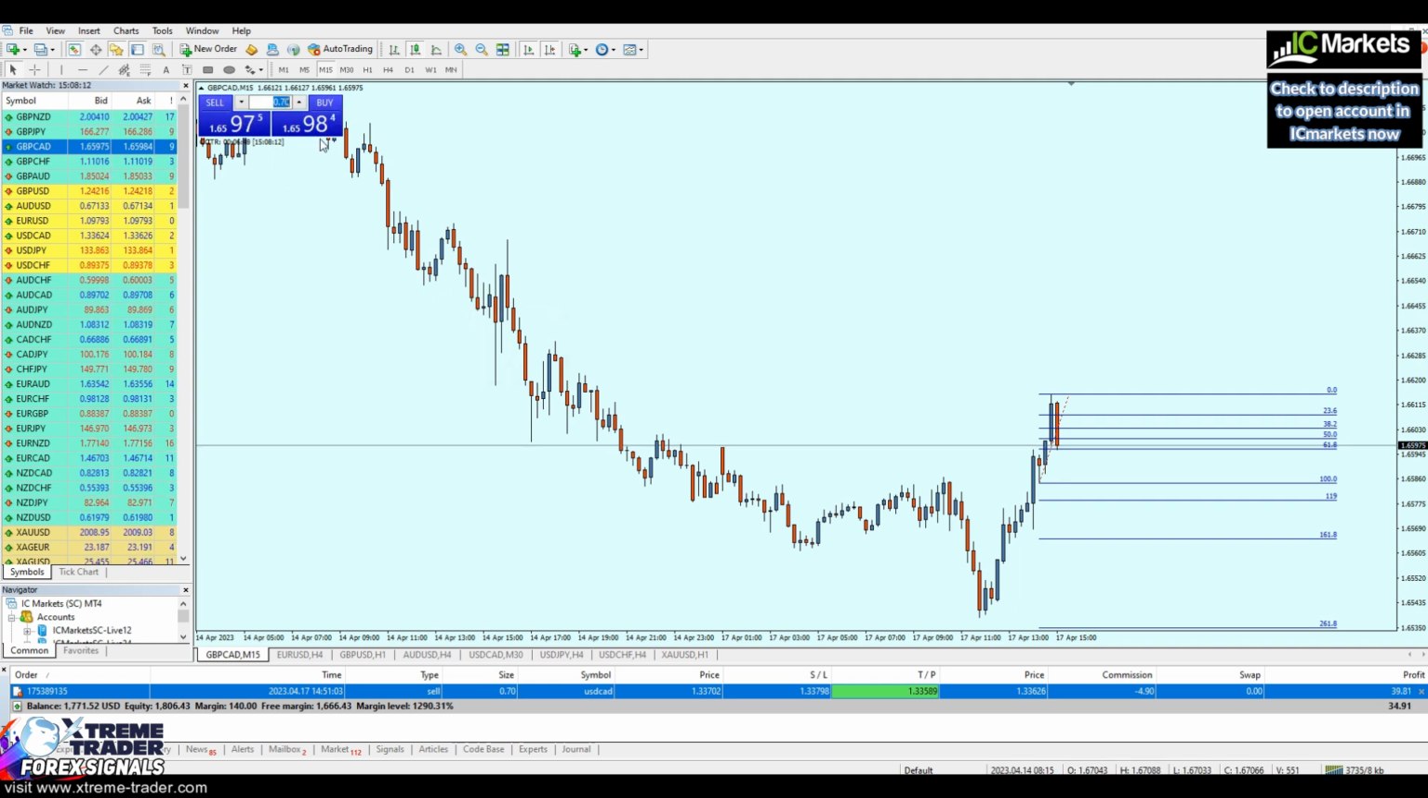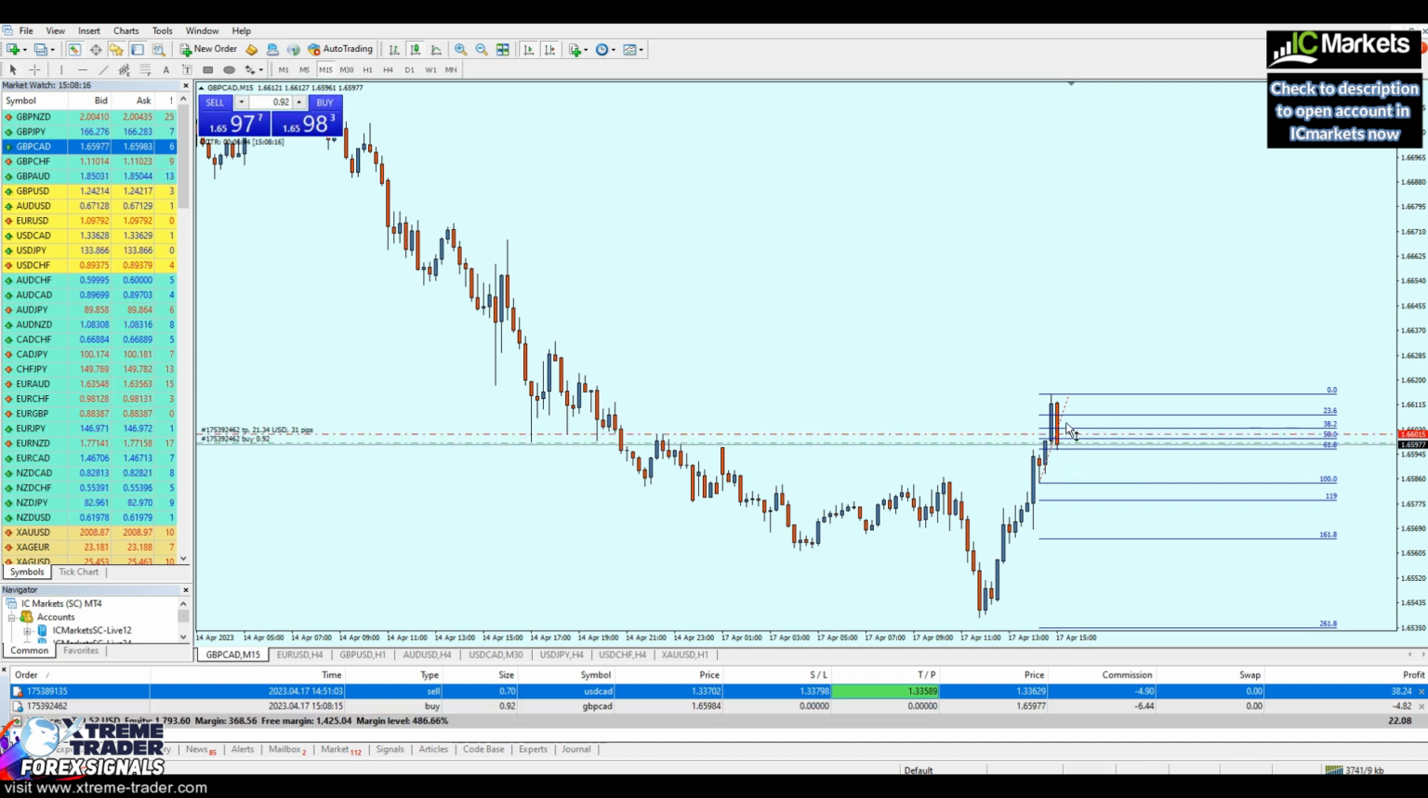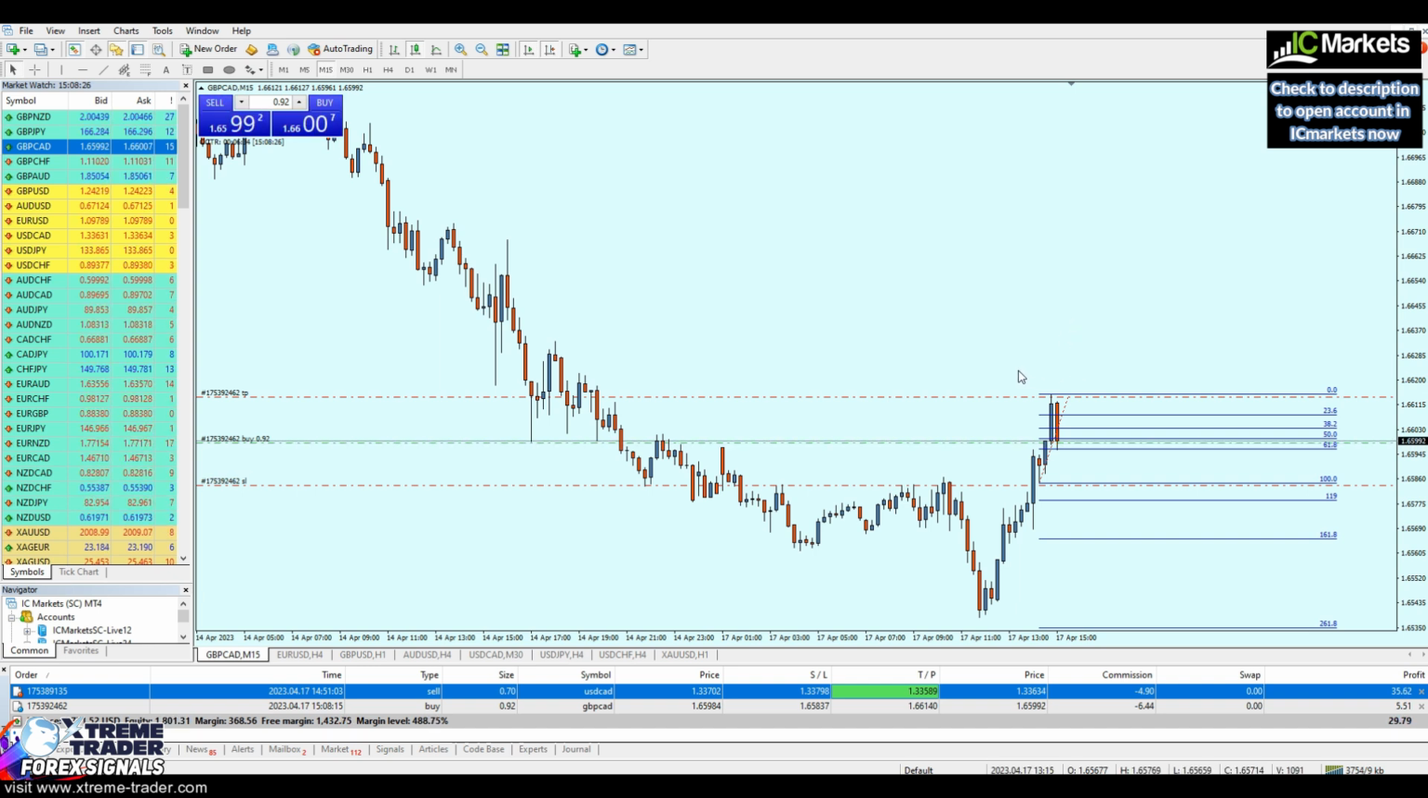Actually, I need to increase the lot size to 0.90. It's very trusted. 92, it's okay. Place the buy order, and yes, aiming for $100 from this trade, and risking 100 as well. Fantastic. Let me please explain to you the reason behind this trade, which is running instantly in profit.